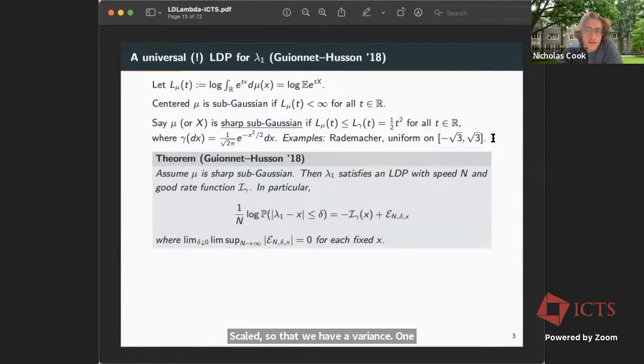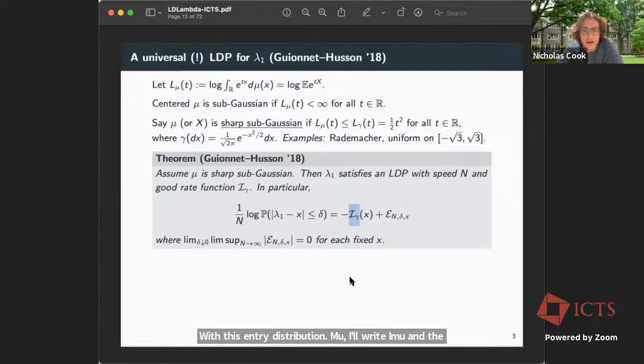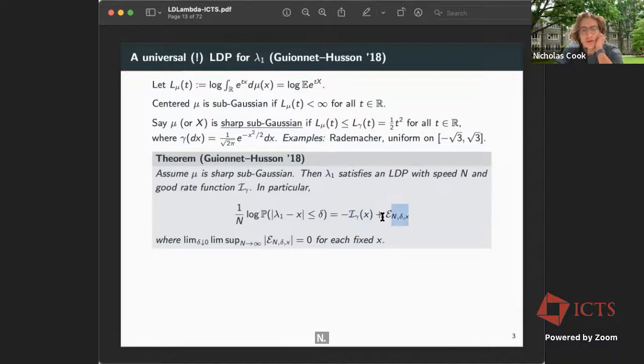Their result is that you get the same large deviation principle as in the Gaussian case for this general class. So we have a speed n and this rate function I gamma. I'll generally write I mu if we get an LDP with this entry distribution mu. And the theorem says that I mu is actually equal to I gamma if we assume the sharp sub-Gaussian condition. So the tail at speed n is to leading order given by this, where we have an error that goes to zero when n is taken to infinity and then delta to zero.